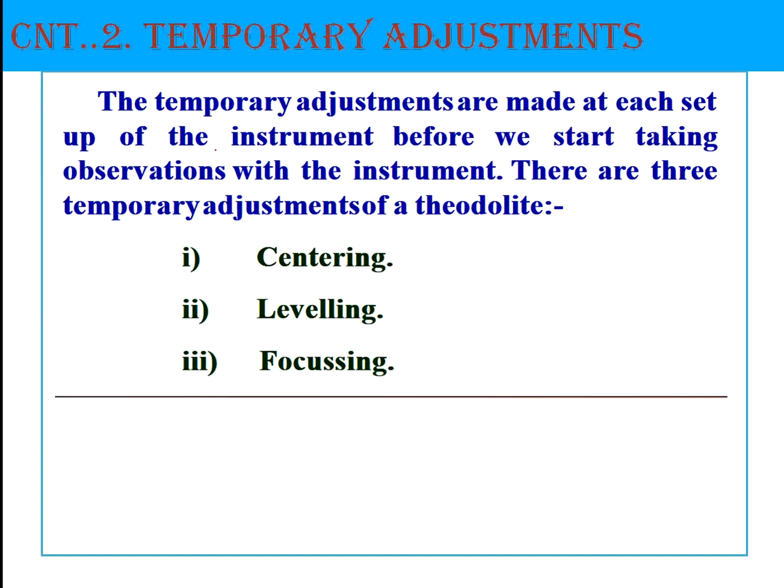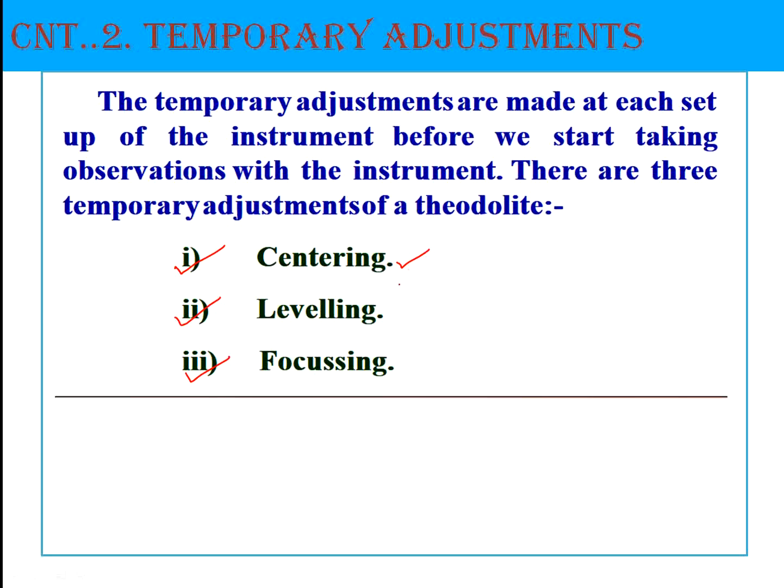Temporary adjustment should be made for the instrument before you take any observation in the field. And what are the three temporary adjustments? First one is centering, second one is leveling, and third one is focusing. The principle of these three is similar to what we have discussed in the case of dumpy level. What is centering? The setting of your theodolite exactly over the station point. That procedure is termed as the centering operation.